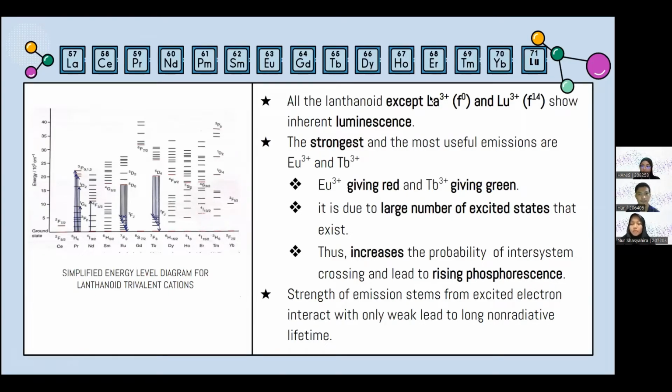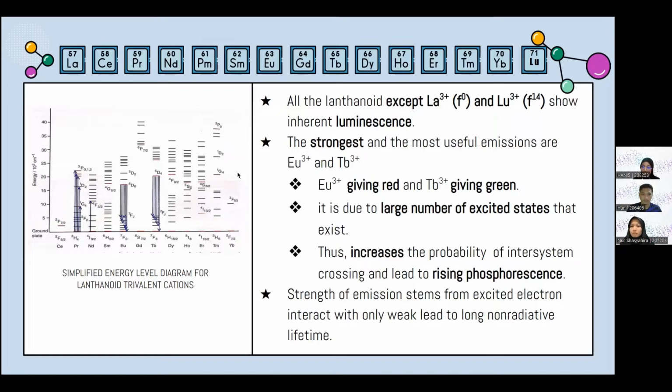Next, all the lanthanoids except lanthanum 3 plus and lutetium 3 plus show inherent luminescence. The strongest and the most useful emissions are europium 3 plus and terbium 3 plus. Europium 3 plus is quintet D0 to septet F0 to 6, giving red, and terbium 3 plus is quintet D4 to septet F0 to 6, giving green.